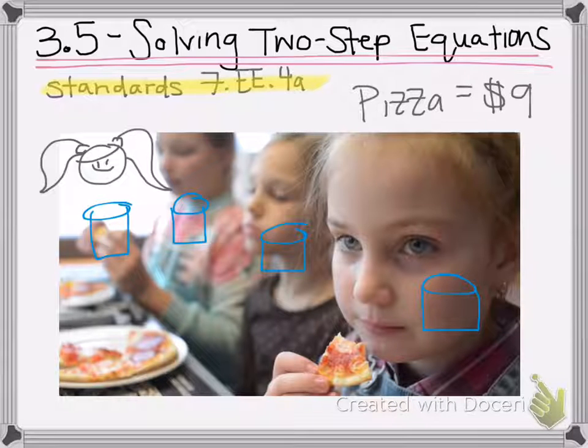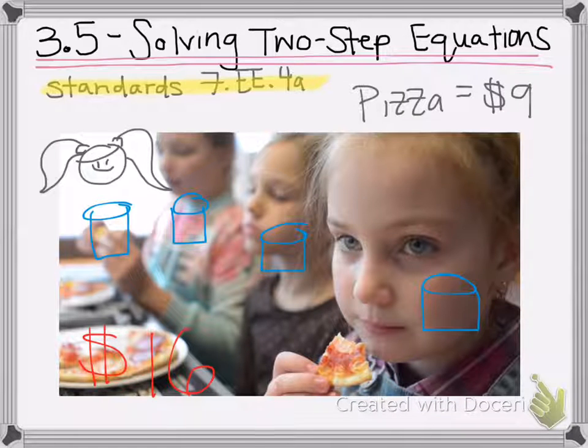Okay, I want you to think about it. Pause the video and think about it. Their total cost, their total bill before tax was $16. So how much was each drink? I want you to sit there and think about it.